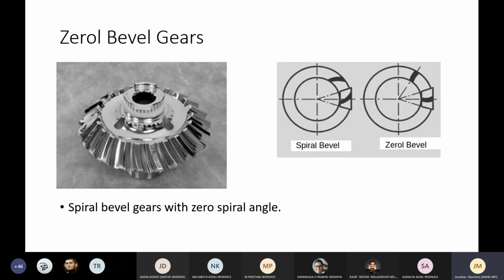There are some bevel gears which are called zero bevel angles, so zero spiral angles. Just sketching here, spiral bevel gears are like this. And the zero bevel gears, though they have a curvature, the end result is that it starts and ends in a straight line. So these are called zero bevel gears. Whereas here it starts here and ends over here. So that is the basic difference. Not much to explain here, just for information purposes we are giving.